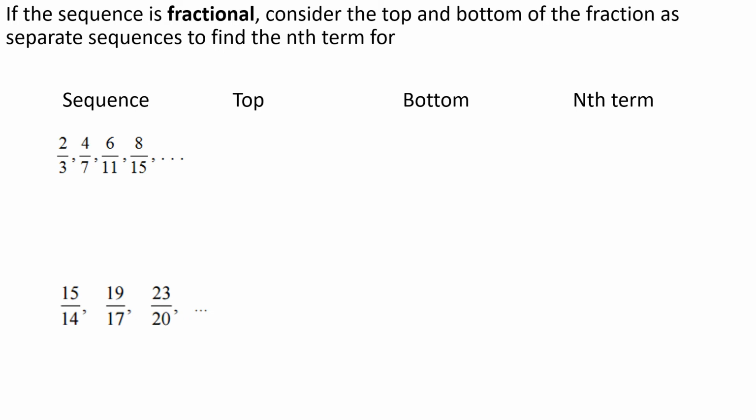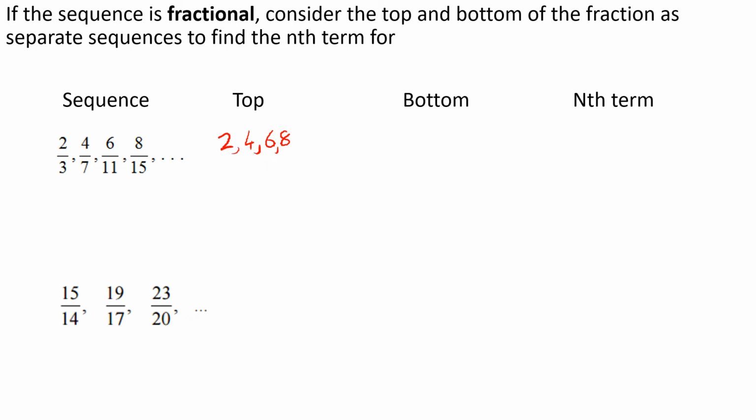Now you can be given fractions as sequences, which don't look linear, but they actually are. You just need to split it into the top and bottom of the fraction. So let's show you what I mean here. We've got a sequence here, 2/3, 4/7, 6/11, 8/15, and if you were just to find the difference between these fractions, it's all over the shop. You get all kinds of crazy things with no clear difference. So what we do instead is we look at the top and the bottom separately.